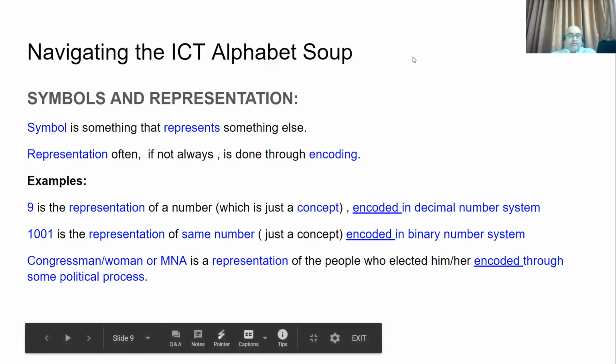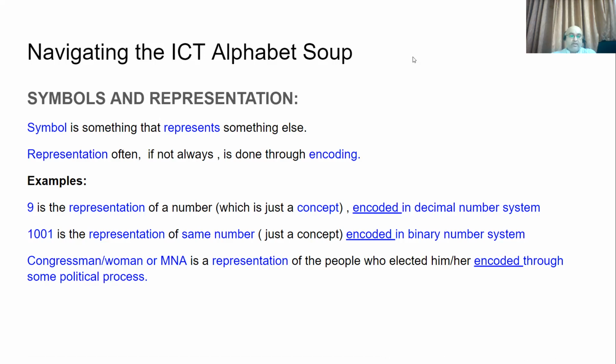This is the decimal number system. Similarly, the same number 9 in binary encoding is represented this way: 1001. It's again the representation of the same number, which is a concept, by the way, which is not a real thing per se. Well, real or not, let's leave that, but it is a concept. And this sequence is just its representation encoded in a binary number system.